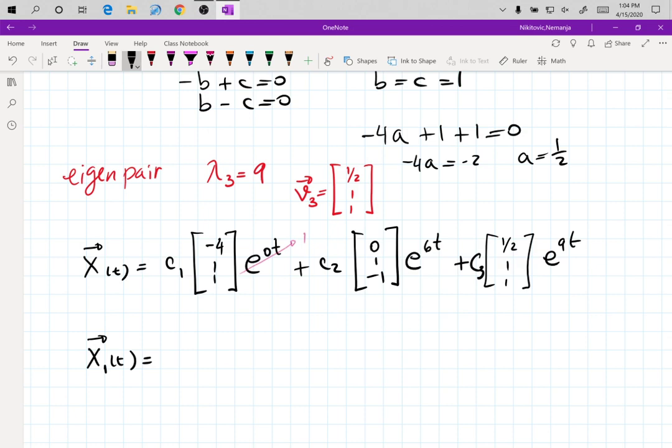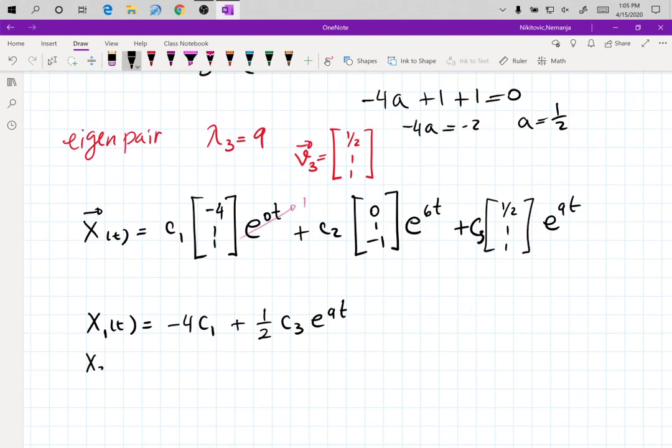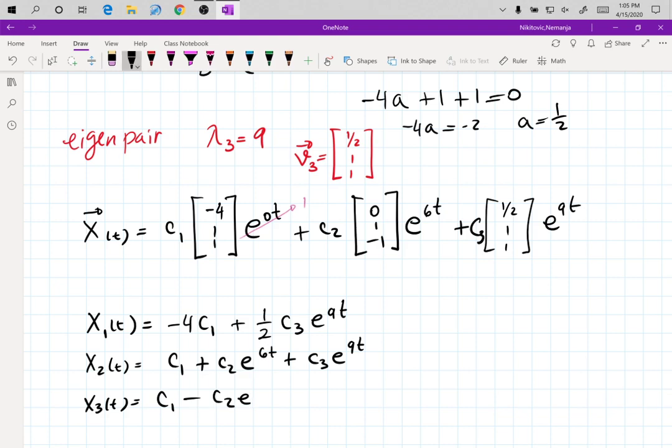Well, actually let's list them all separate. So x1, it's not a vector anymore. x1 is -4c1. 0 will kill this term, plus 1/2 c3 e to the 9t. x2 of t is just c1 plus c2 e to the 6t plus c3 e to the 9t, and x3 of t is c1 plus, no, minus c2 e to the 6t plus c3 e to the 9t.